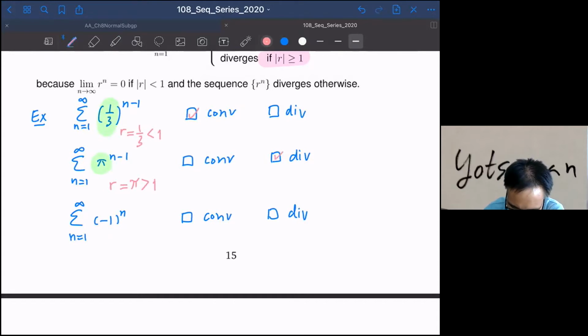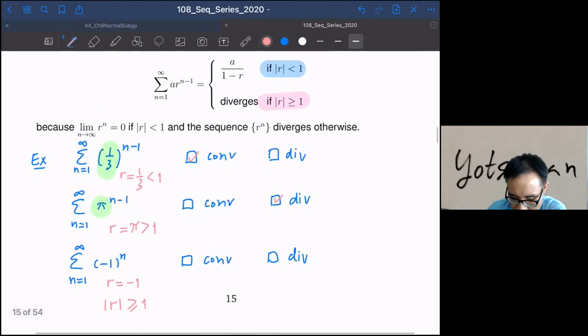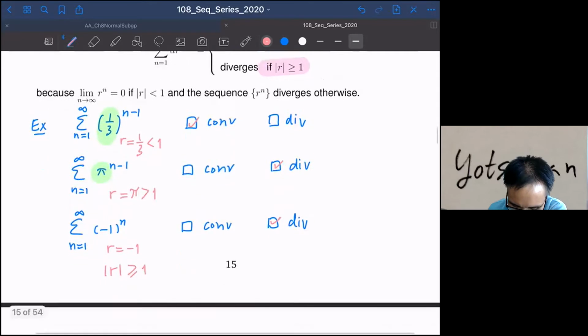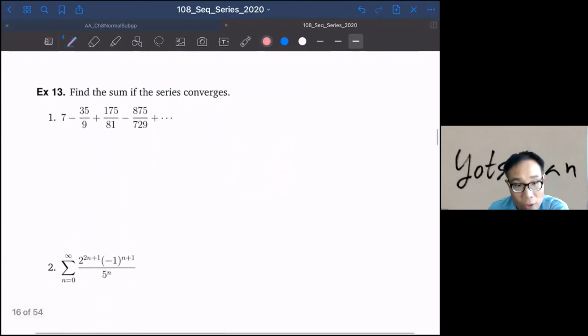And the third case, you have R equal to -1, and the absolute value of R is greater than or equal to 1. Okay, so it's going to turn out to be in the same case as well, so it's going to be divergent. Okay, so that is how to test for convergence or divergence of the geometric series. This is called a geometric series. We're going to find the sum if the series converges.